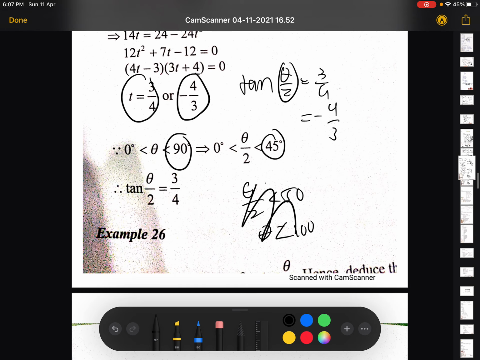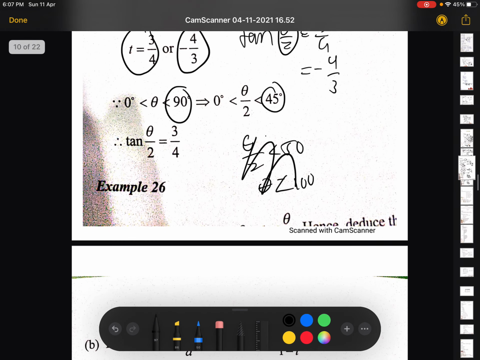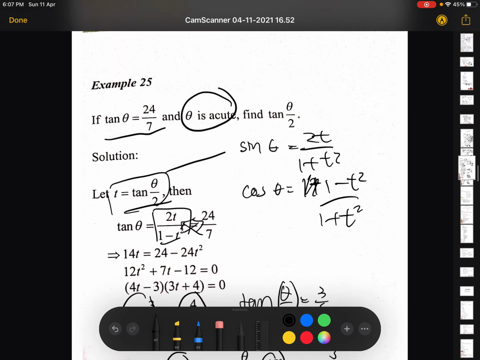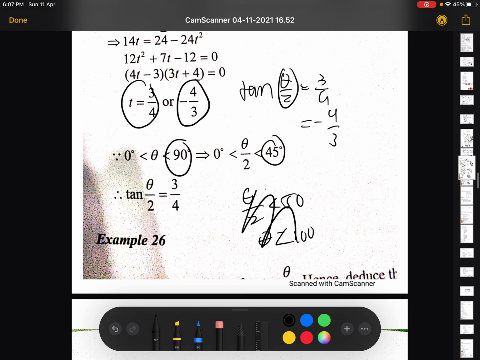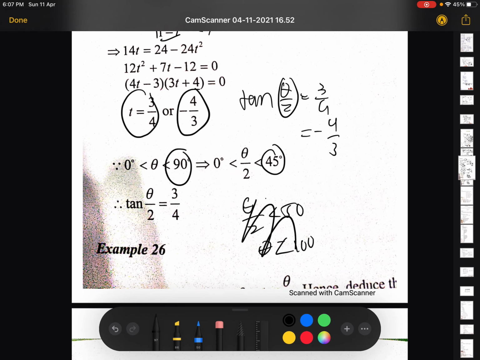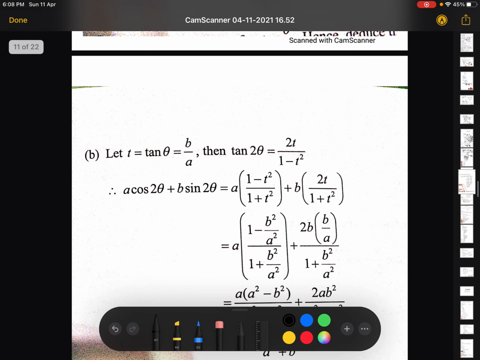Then you will have your general angle, and then you have to find the angle for each one. So I forgot the angle for 3 over 4, but I know this is acute. And then this is negative. Negative means it's in Q2 or Q4. What does that mean? This means it's not acute. So this is invalid. So the only answer you can use is 3 over 4.